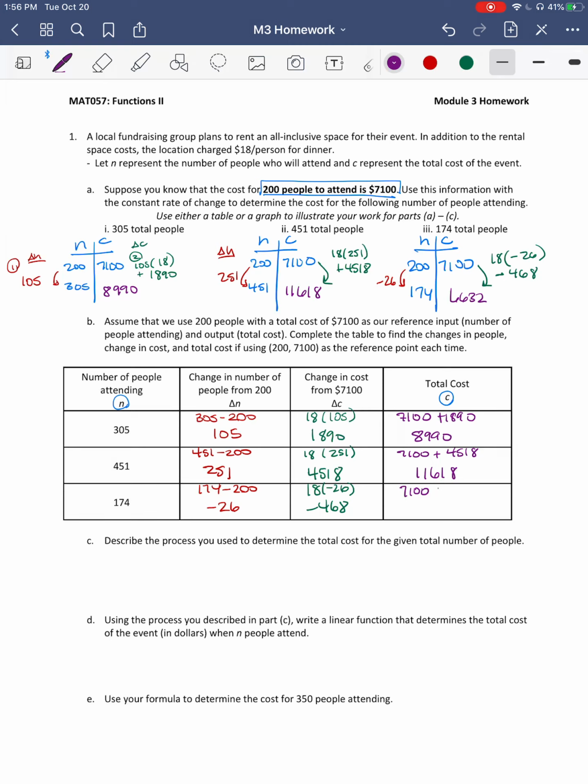I could add or subtract. I guess I'll add a negative 468. I know this is different than I wrote in the solution. Sorry. I'm going to get 6632.